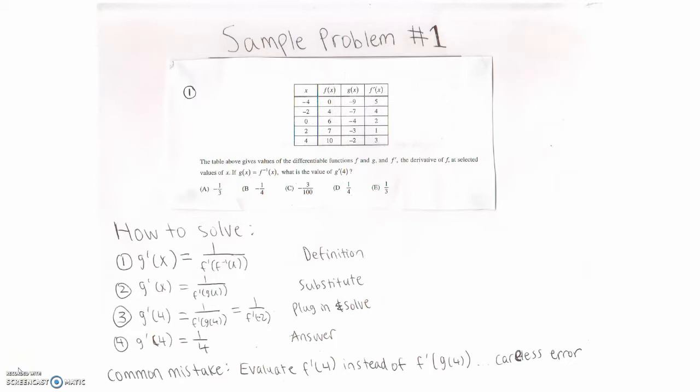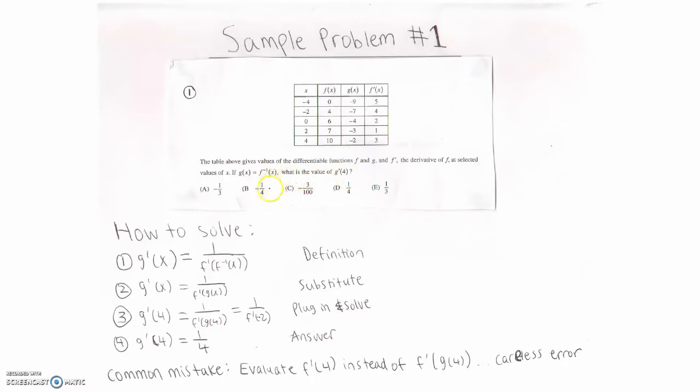So now I'll be working through the first sample problem. The problem states, the table above gives values of the differentiable functions f and g and f prime, the derivative of f, at selected values of x. If g of x is equal to f inverse of x, then what is the value of g prime of 4?